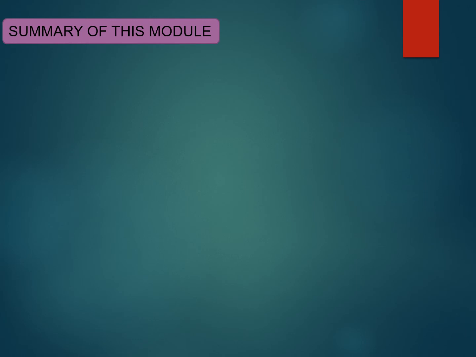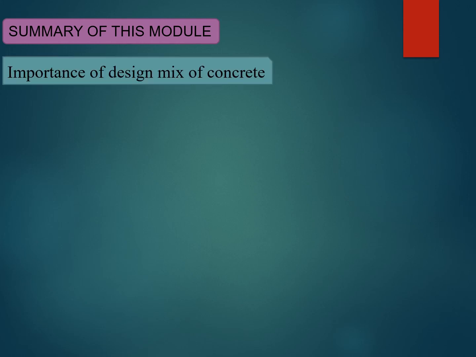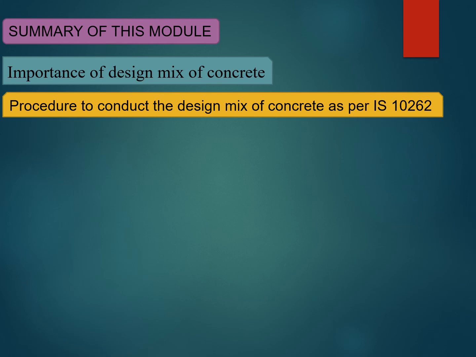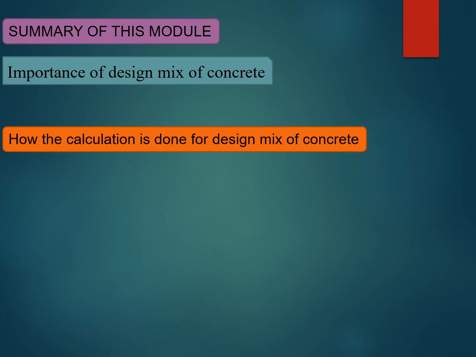Summary of this module, that is design mix of concrete guideline: we talked about the importance of design mix of concrete as against the nominal mix of concrete, and how economical designs can be achieved by following the norms of design mix given in IS 10262. What are the procedures to conduct the design mix of concrete as per IS 10262? How the calculation is done for the design mix of concrete using the guidelines given in IS 10262 or SP23.